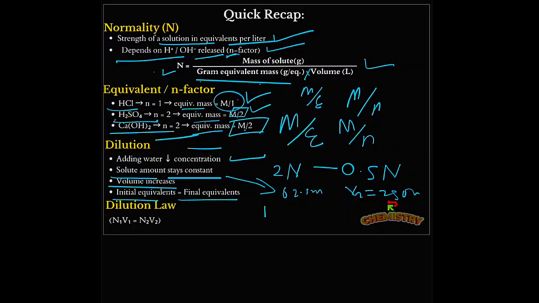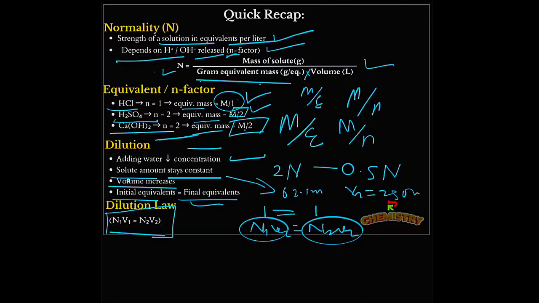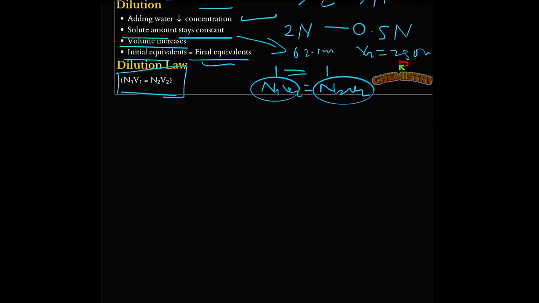As HCl has equivalent 1, in the initial N1V1 it is 1, and it is also 1 in N2V2, because we are using the same substance. So equivalents are always the same for the same compound. And the dilution law is N1V1 = N2V2, where N1, V1 and N2, V2 are the initial and final normality and volume respectively.